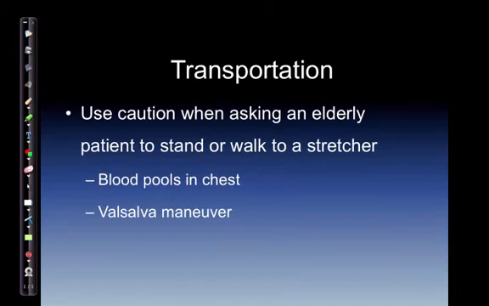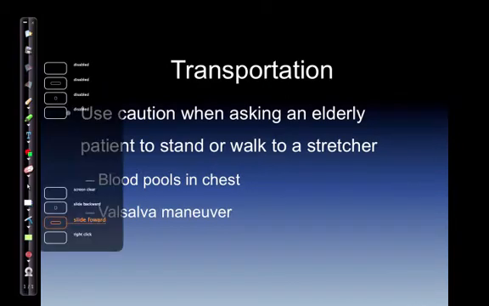On transport, use caution when asking the elderly to stand or walk to a stretcher. Blood pools in the chest. Increased venous pooling is sensed by the venous volume receptors, which in turn cause a reduction of antidiuretic hormone secretions. If the patient stands up and holds their breath to do so, they can get a Valsalva maneuver, which decreases the amount of preload. They can become unresponsive and have an altered mental status from hypotension very quickly. They're not as responsive as they were when they were young.